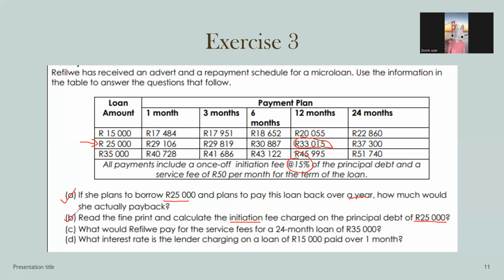Okay, we're almost done. Last two questions. What would the refiller pay for the service fees for a 24-month loan of 35,000 rand? So what is the service fee? 50 rand. And how many months do they say? 24 months, how much is that?